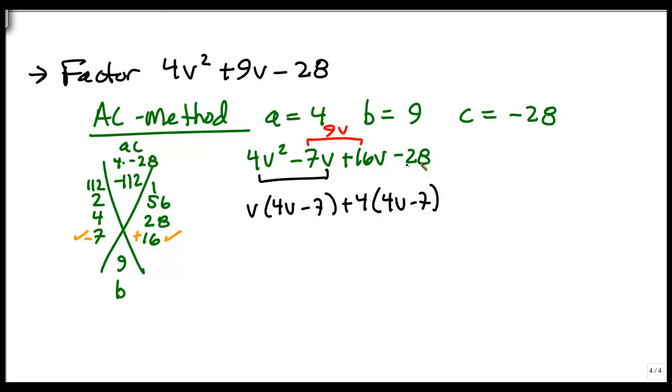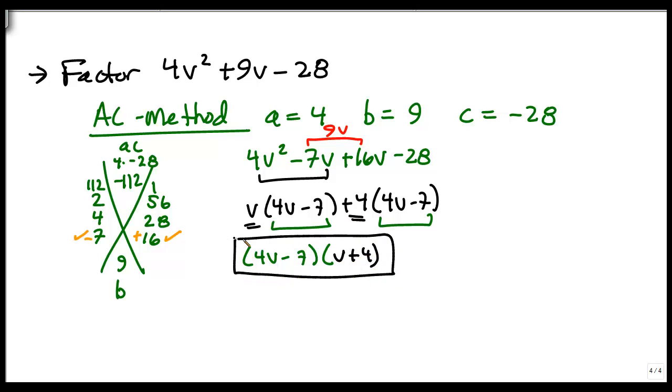Now if I'd only pulled out the 2, I would have had 8v minus 14, and then I would look at that expression and say, oh wait, there's still something that's in common. The 4v minus 7 is common, so I go ahead and pull that out. And when I factor out 4v minus 7, I'm left with v plus 4. So there it is. And again, you can check your work by foiling that out.